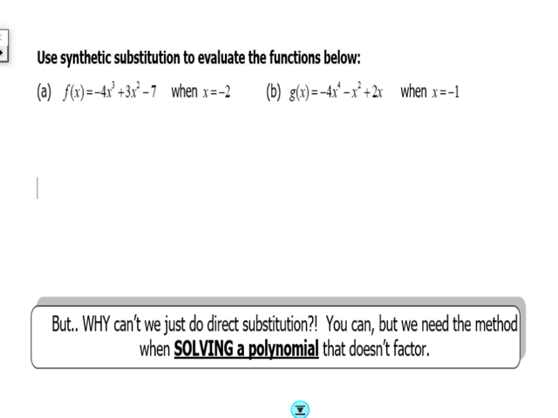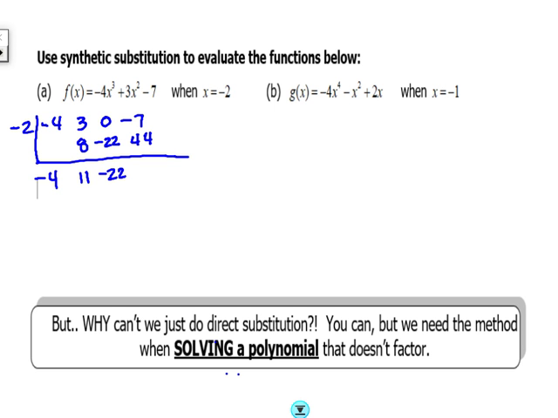Alright, so let's practice this a couple of times. Remember, we've got to have 0 placeholders. So get yourself set up. Negative 2, because we're evaluating when x is equal to negative 2. Write down your coefficients. So negative 4, make sure it's in standard form. 3, my x term is missing, so I'll put in a 0, and then negative 7. Drop the first term, multiply, add, multiply, add, multiply, and then add. So f of negative 2 is equal to 37.